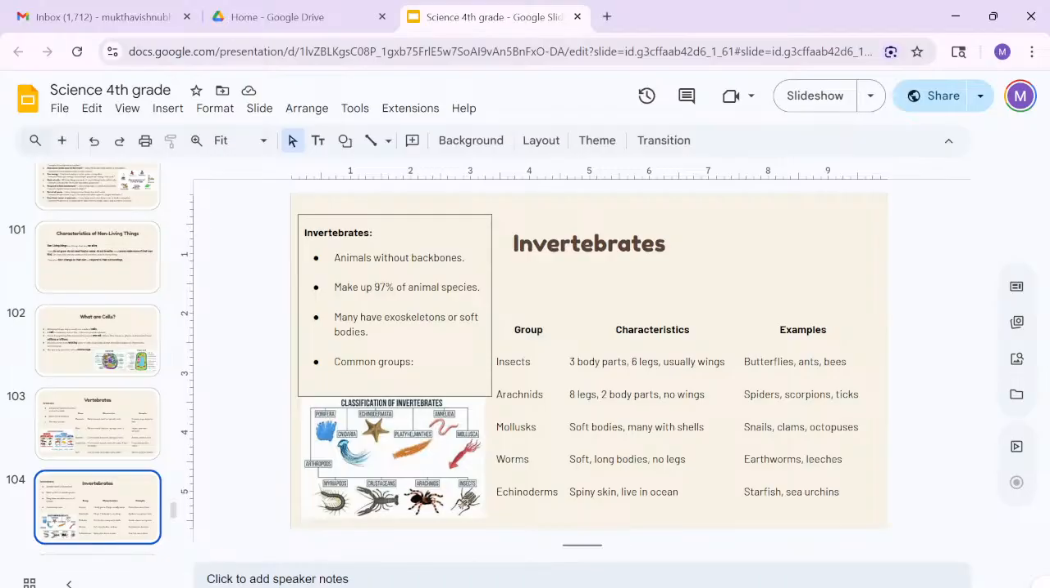Common groups of invertebrates include insects, which are butterflies, ants, bees; arachnids, which are spiders, scorpions, ticks; mollusks like snails, clams, octopuses; worms, earthworms, leeches; and echinoderms like starfish and sea urchins.